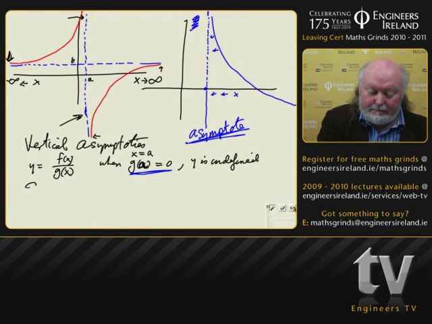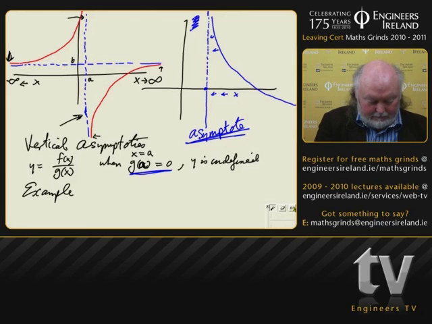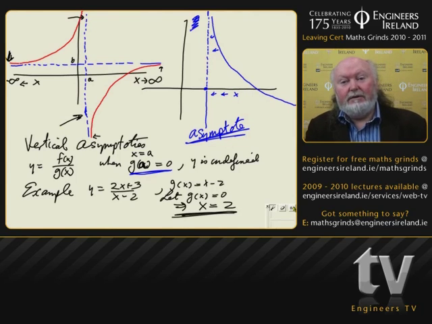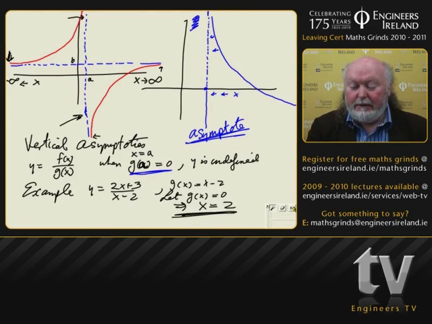Example. So when x is 2, we've got a vertical asymptote. So in that case, we would be looking at a value of 2 there. And you'd have a vertical line, which would be your asymptote.